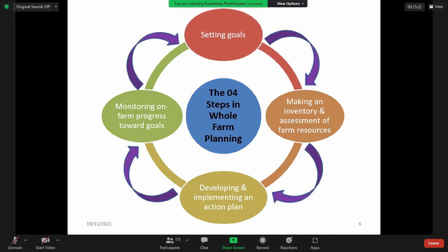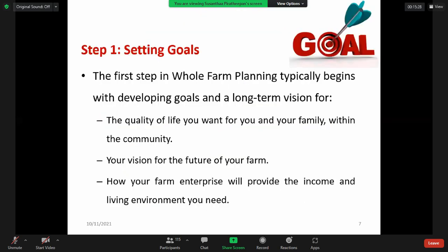Okay, next we will discuss each and every step in the whole farm planning. The first step is setting goals. This is the beginning step for farm planning. Usually we set goals to have a long-term vision. So the goals are a long-term vision. We prepare those goals to get more profit with good utilization of resources for the long term.